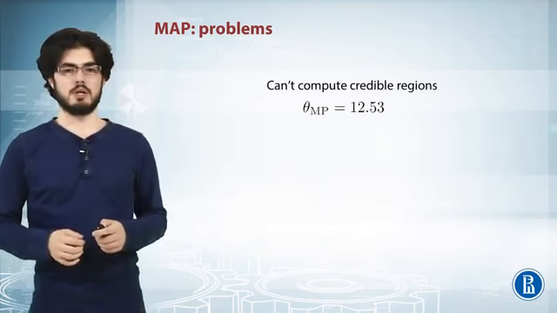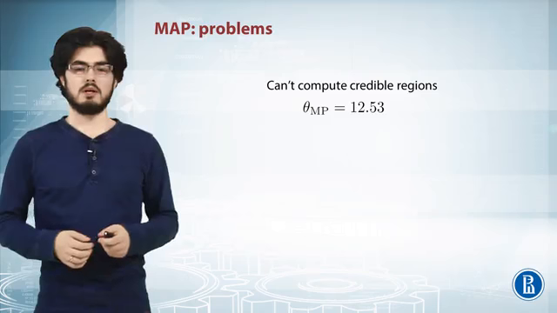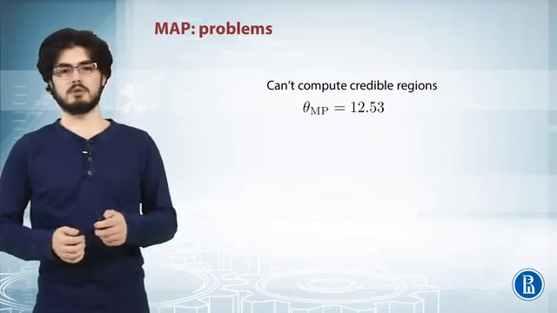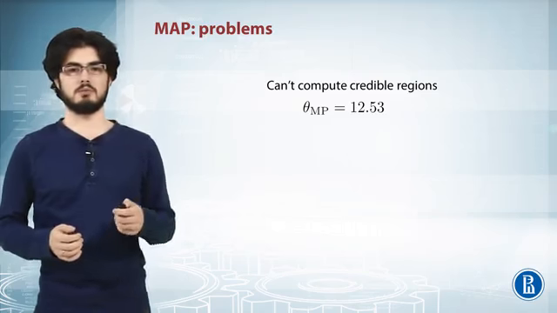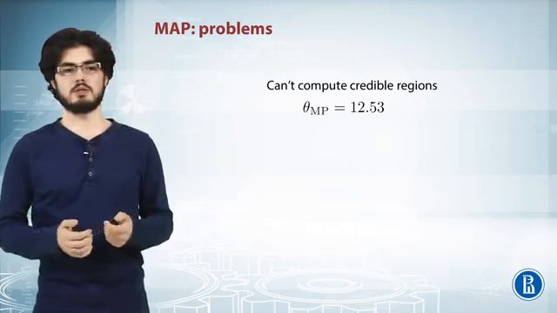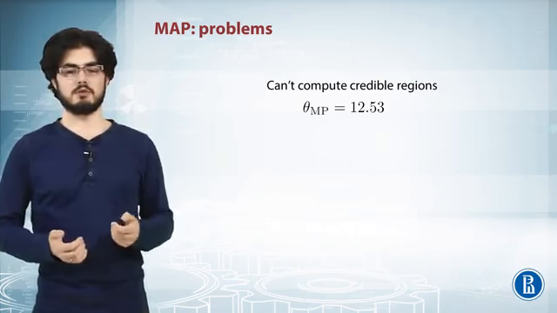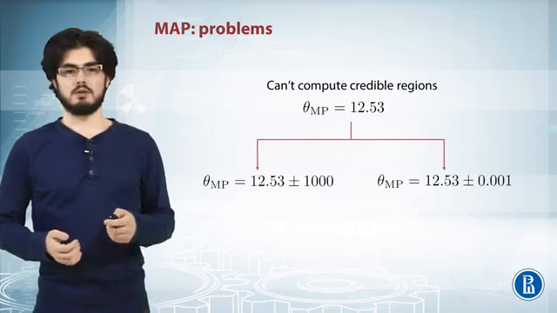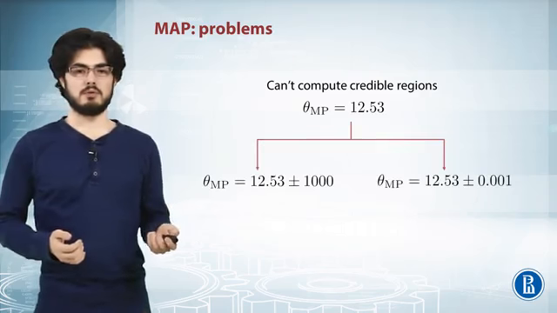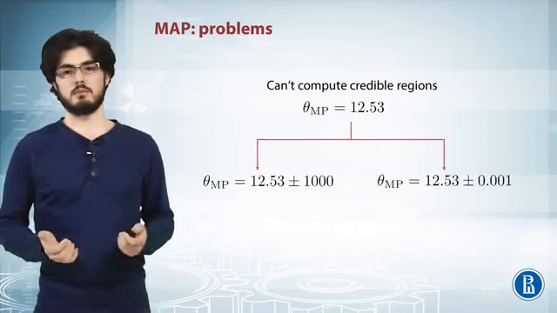Finally, we can't compute credible regions. If you estimated the maximum probability theta to be equal to 12.53, we can't say how confident we should be about this prediction. It can be 12.53 plus or minus 1000 as well as plus or minus 1.